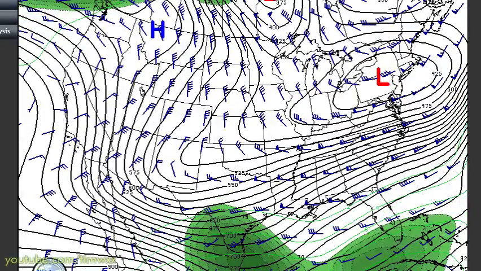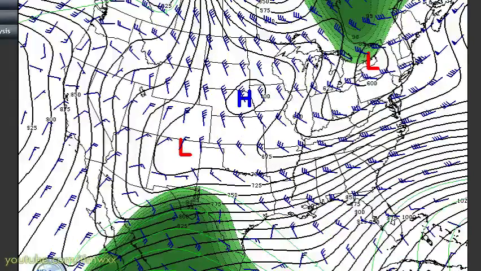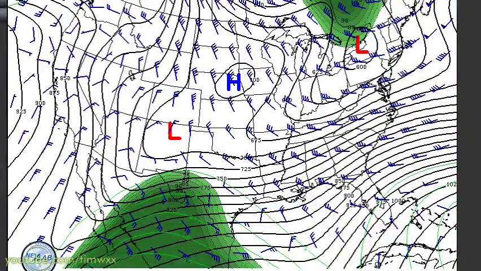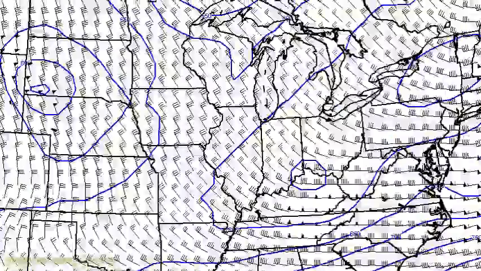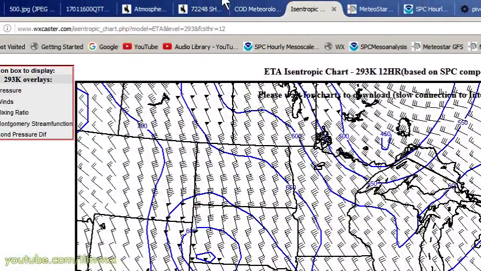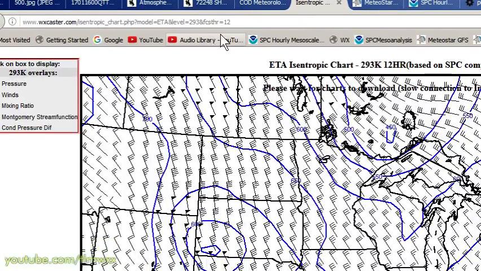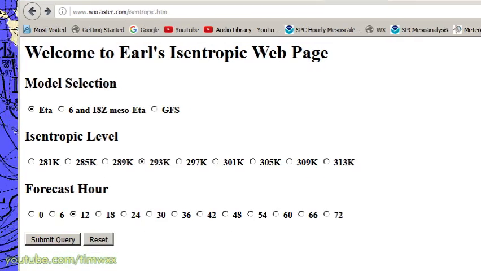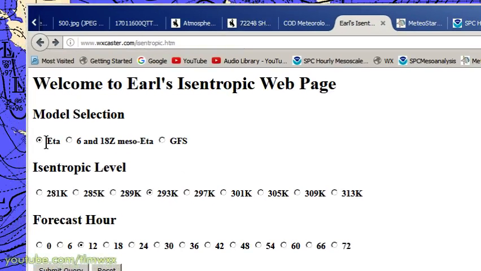Now there's another site you can use. This is only analyzed data. If you want to look at forecast isentropic charts, you have to go to a different website. And this would be Earl Barker's site here at wxcaster.com. Just do a website search for wxcaster and isentropic, and you'll get this interface right here. And I think these are kind of outdated here. ADA, that's no longer running. That's probably NAM data now.